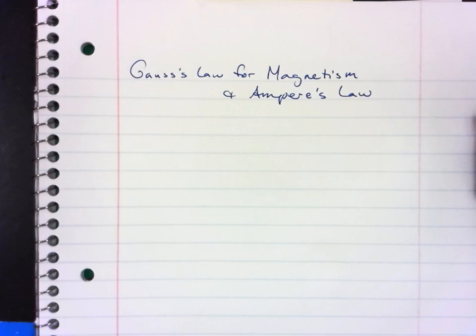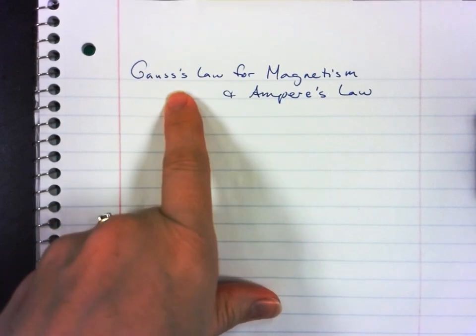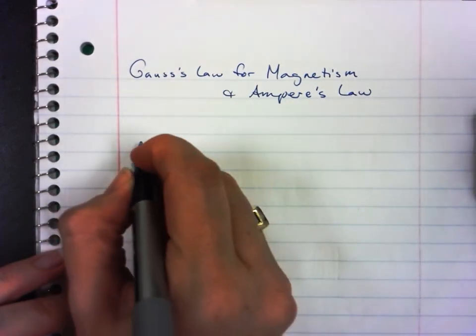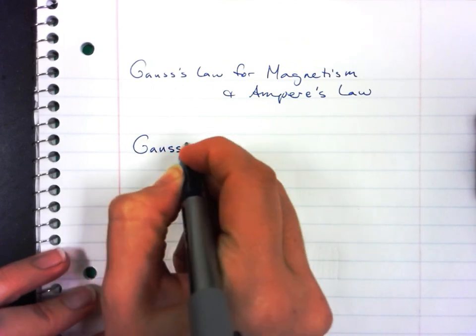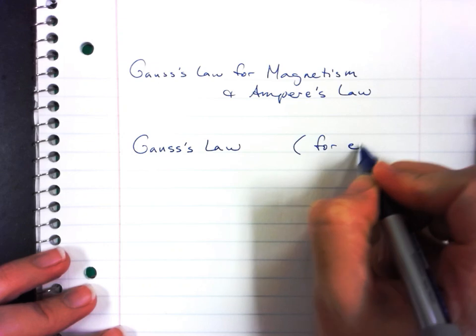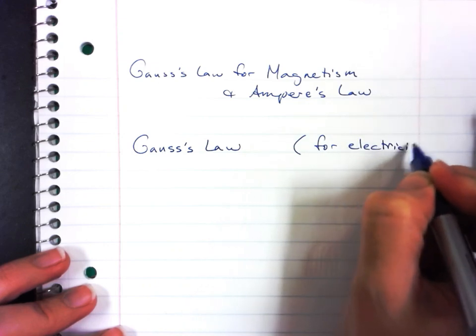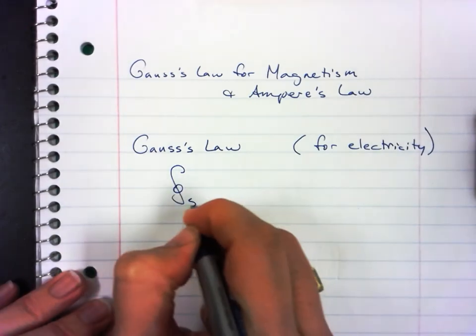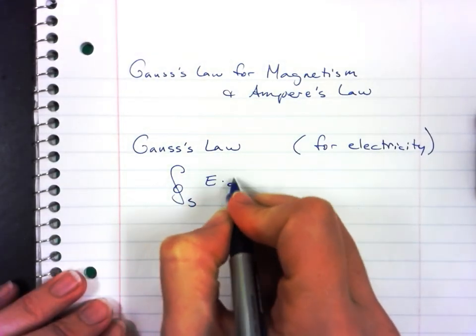So the last topic we're going to talk about in just plain magnetism are two laws. Before we talk about Gauss's law for magnetism, I want to remind you about Gauss's original law. So the thing we learned way back in January was Gauss's law, and you might put in parentheses for electricity, and it was written like this.